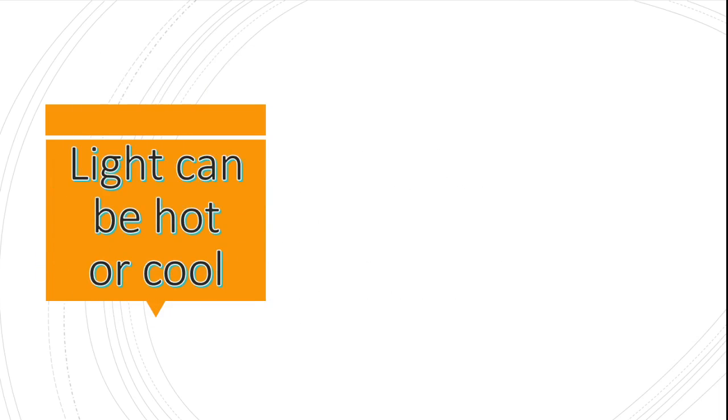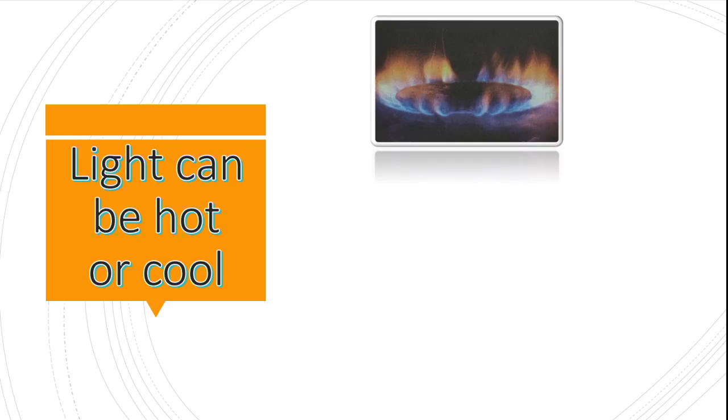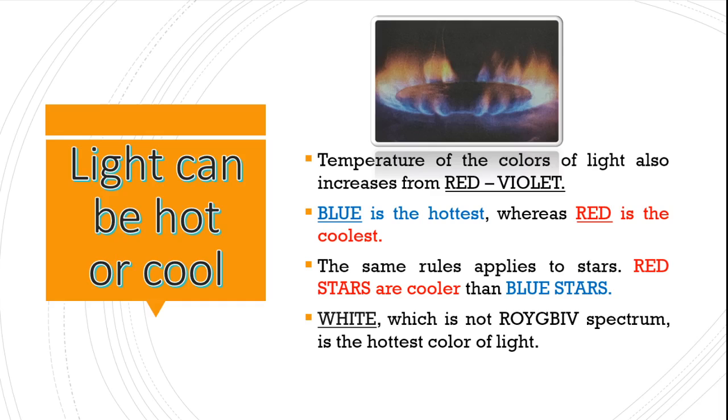Lastly, the last characteristic of light is that light can be hot or cool. Do you ever wonder why the flame on a stove or a candle has different colors, such as red, orange, and blue? The color of light depends on the heat energy that it has.